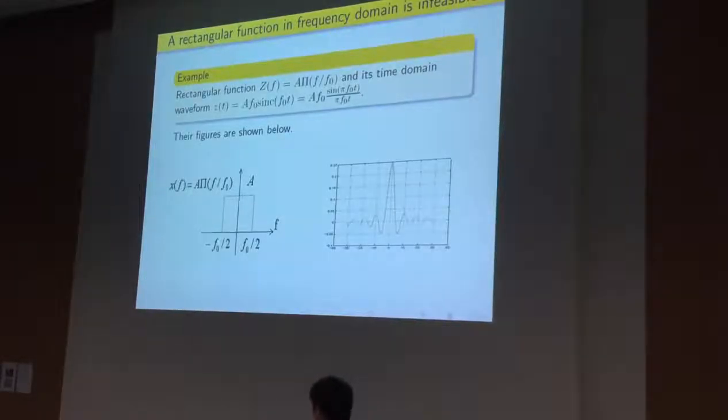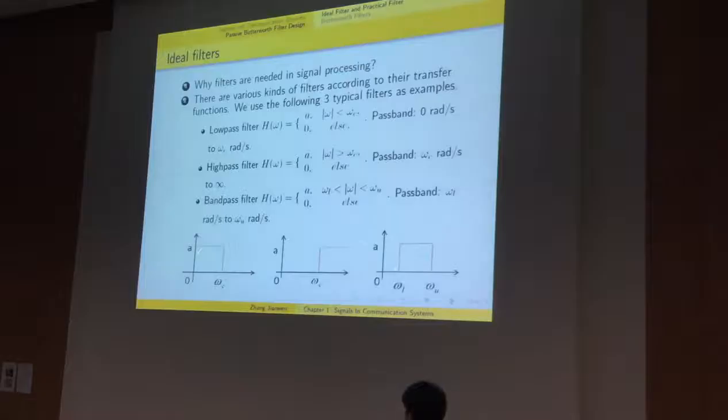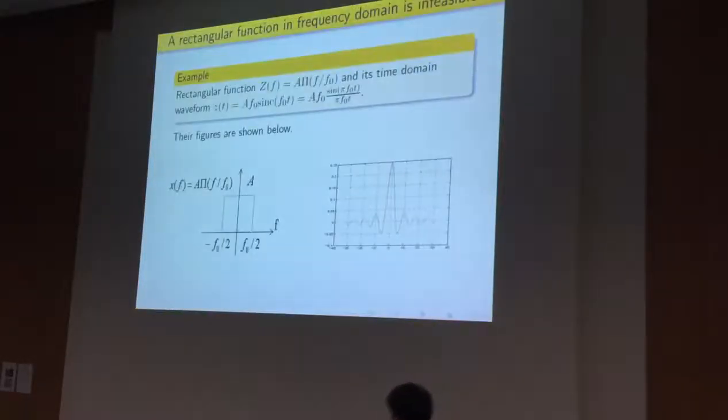Okay, look at this case. Let's say we have a rectangle function in the frequency domain. Then its time domain waveform is supposed to be, do you still remember? The rect function's Fourier transform pair should be a sinc function, right? So this is the frequency domain, because all our filter talk is about the frequency domain here. We have this rectangle in the frequency domain. Its corresponding time domain waveform is like this. And we know that this waveform starts from minus infinity and extends to positive infinity.